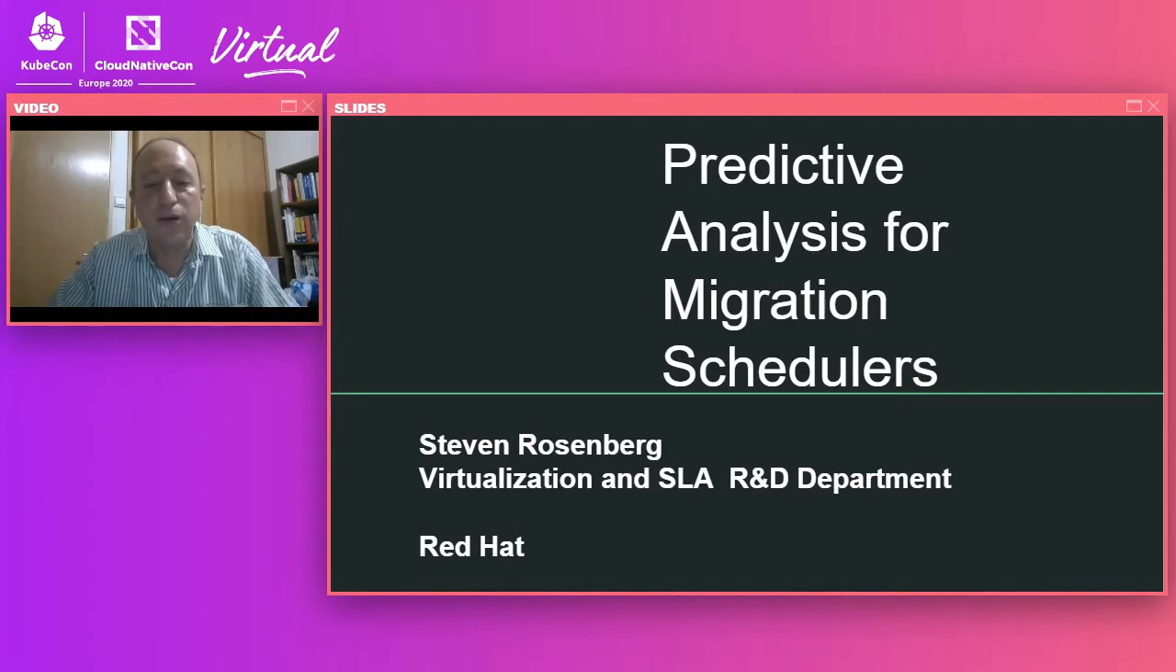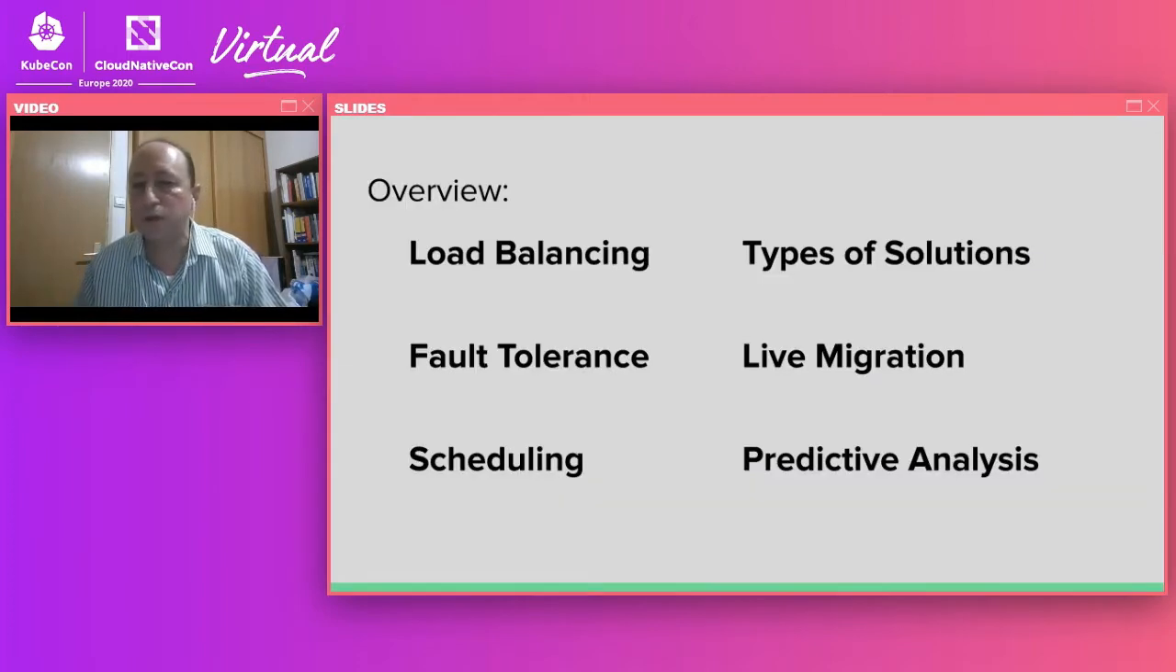The ability to migrate processes, whether they are VMs, worker nodes, managed by orchestration applications, pods, containers, or other types of processes, provides for many options in conjunction with predictive analysis, which we shall discuss shortly. So the topics that we can discuss are load balancing solutions, fault tolerance, scheduling, types of live migration, and predictive analysis.